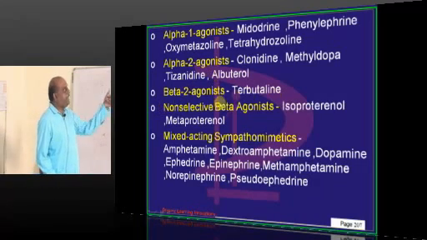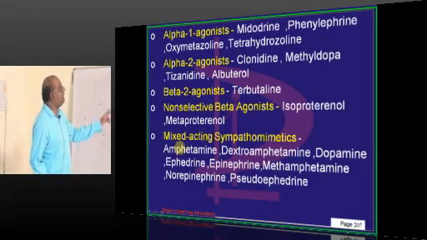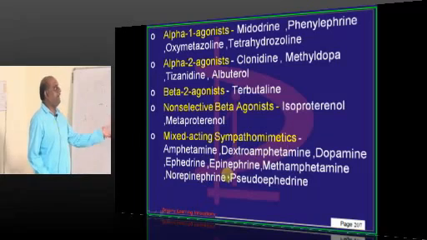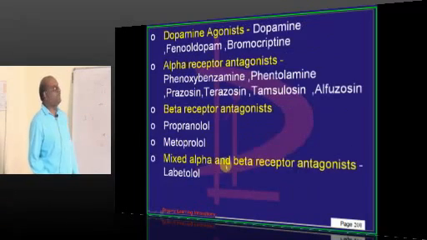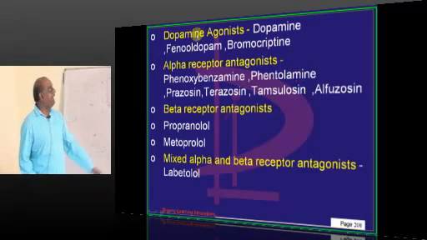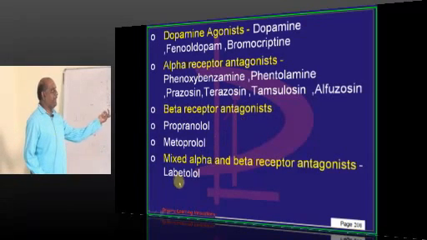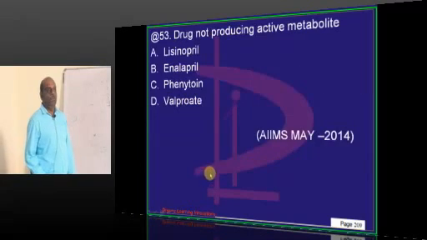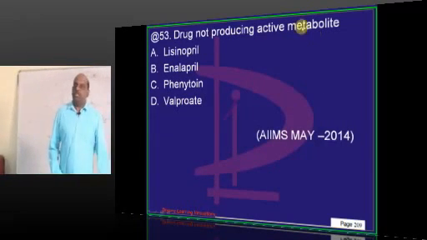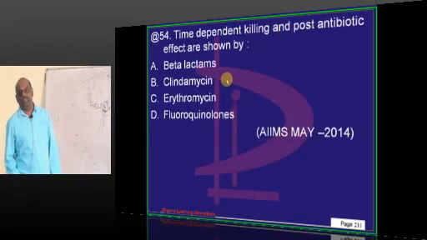Okay. Then beta-2 agonists are terbutaline, and you have isoproterenol, metaproterenol, which are called non-selective beta agonists. Then you have mixed acting sympathomimetics like amphetamine, dextroamphetamine, ephedrine, epinephrine, etc. Then you have alpha receptor antagonists which are used in pheochromocytoma like phenoxybenzamine, phentolamine, prazosin, terazosin, etc. Then beta receptor antagonists, all of you know very well, and labetalol like drug which is both alpha and also beta blocker. Which drug does not produce any active metabolite? There is no active metabolite for valproate.